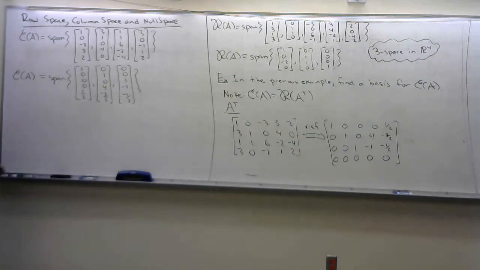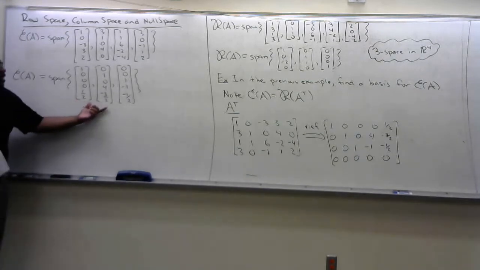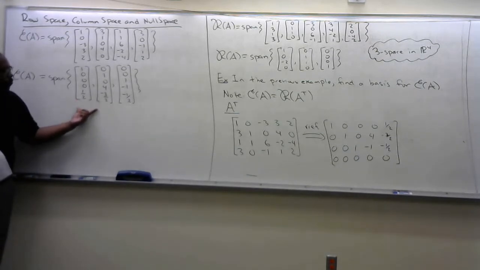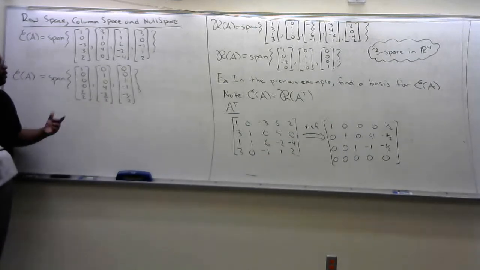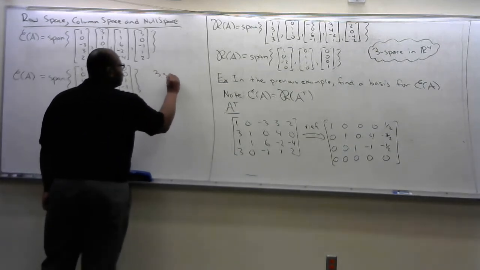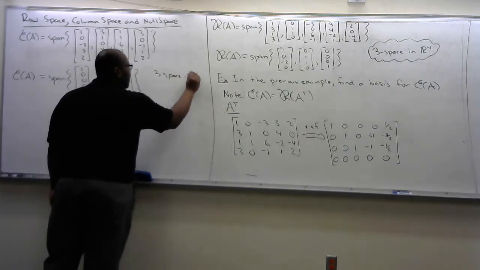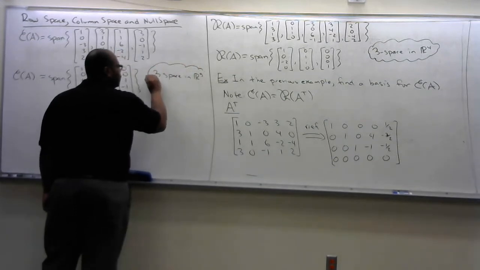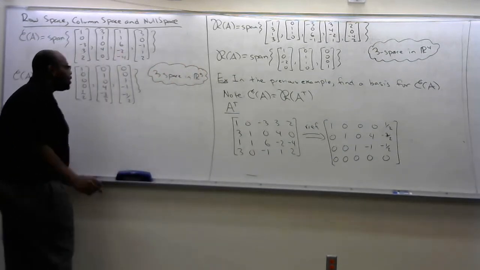And now, looking at this, I can say, okay, this is my basis. These 3 vectors, 1, 2, 3, are my basis for the column space of A. So I know that this is going to be a 3 space in R5. A 3 space in R5.